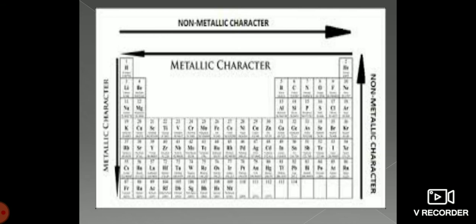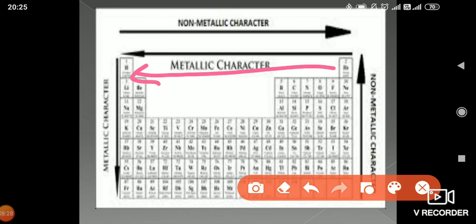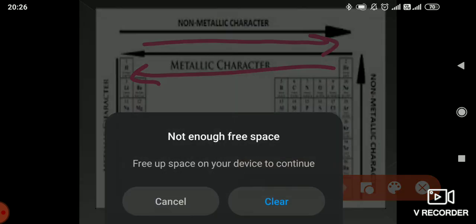If in one direction, as you can see on the basis of the arrow, because these are the metals, the metallic character increases when you move from right to left, and the non-metallic character increases when you move from left to right. Metallic and non-metallic character is also based on the electropositive and electronegative nature, so we can consider the electropositivity and electronegativity of elements.